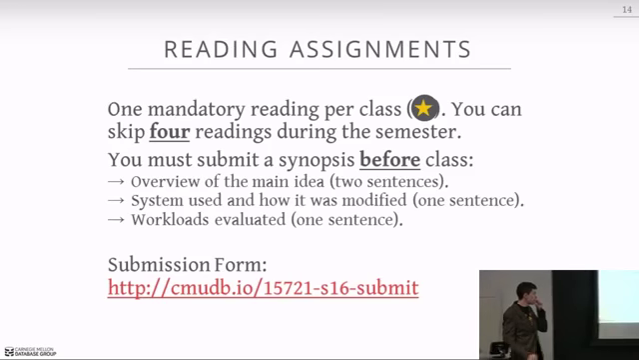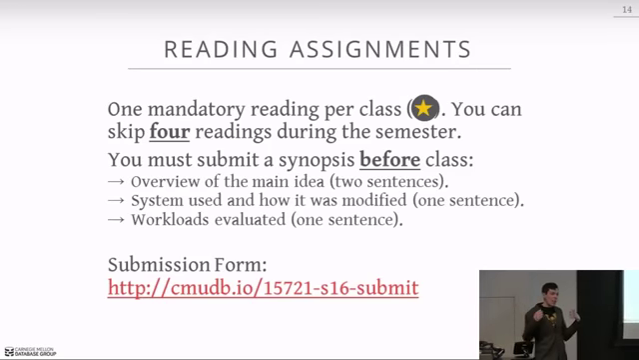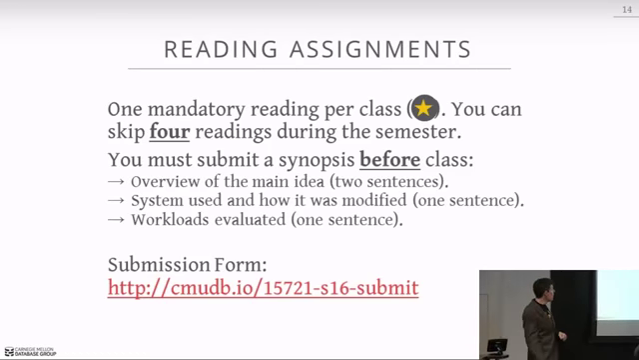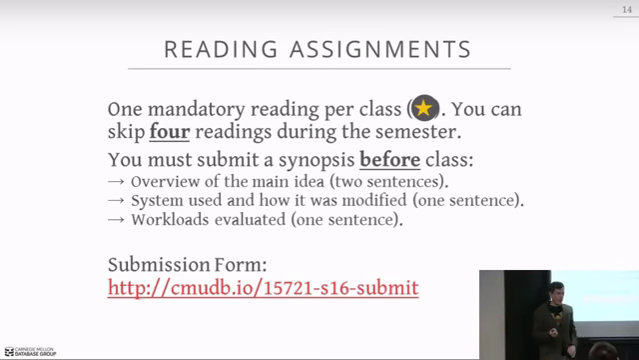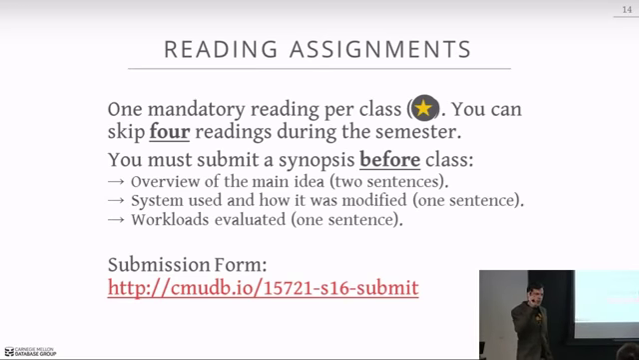Okay? All right, so now let's talk about what all the assignments are going to be. The first thing is that for every class, there's going to be one mandatory reading. If you look at the course schedule on the website, you'll see they're marked with a little yellow star saying it's the mandatory or primary reading for that day. So before every class, starting this Wednesday, you have to turn in a one-paragraph synopsis about the reading assignment.